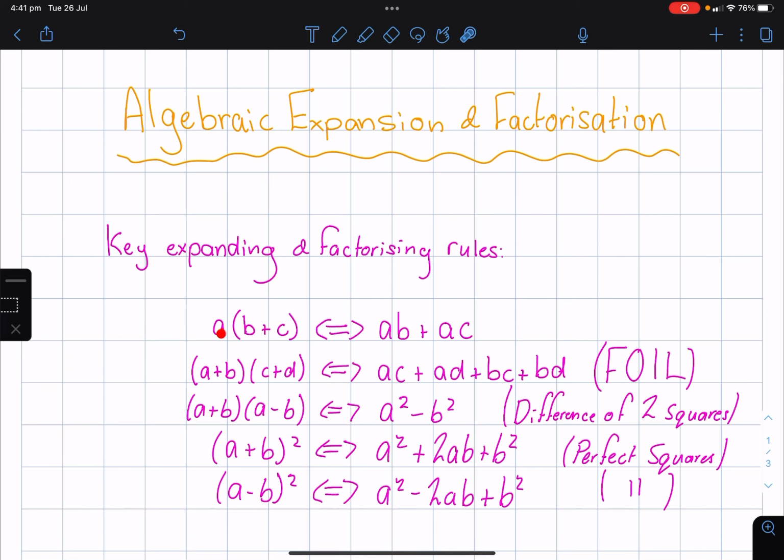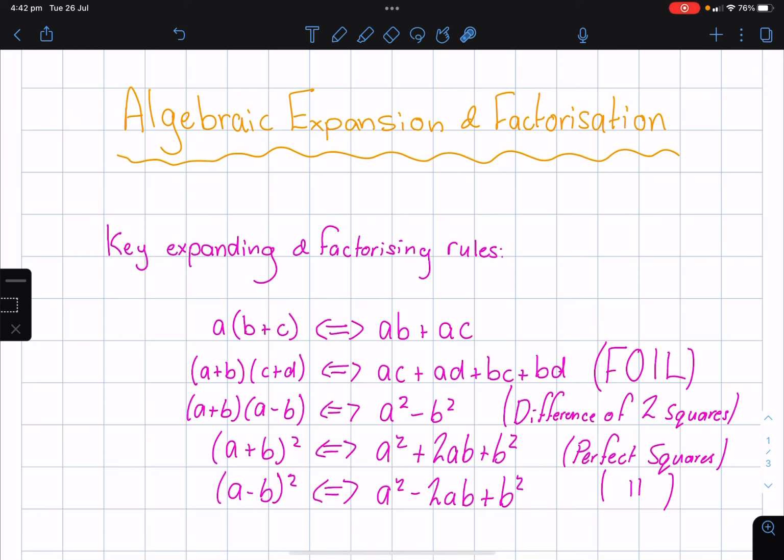So if we see A times by B plus C, we know that that distributes out to be A times B plus A times C. That is a given, okay? We all know that. If we have A plus B times by C plus D, then we've actually got our FOIL. So remember our FOIL, so A times C plus A times D plus B times C plus B times D.